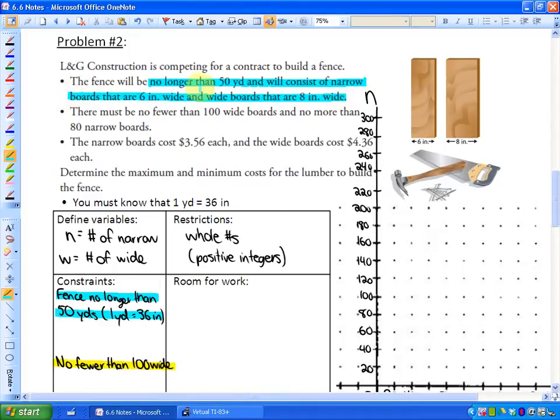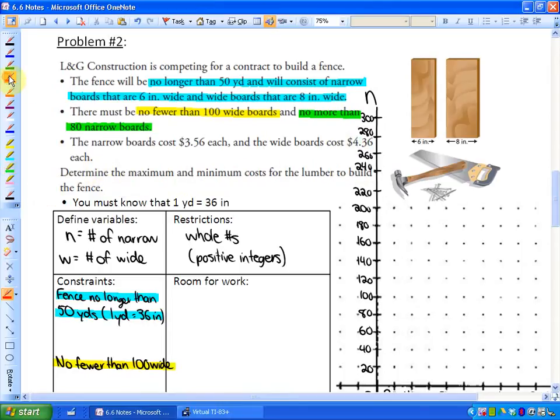Second constraint is that there must be no fewer than 100 wide boards, so they have to have at least 100 wide boards and no more than 80 narrow boards. So those are their constraints. And then we're looking at cost here. The narrow boards cost $3.56 each, and the wide boards cost $4.36 each. And the question says, determine the maximum and minimum cost for the lumber to build the fence.